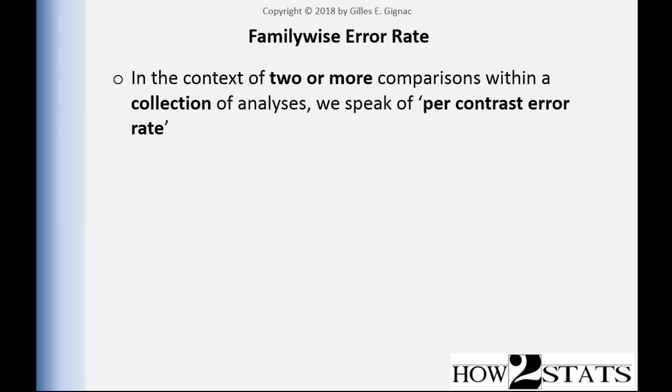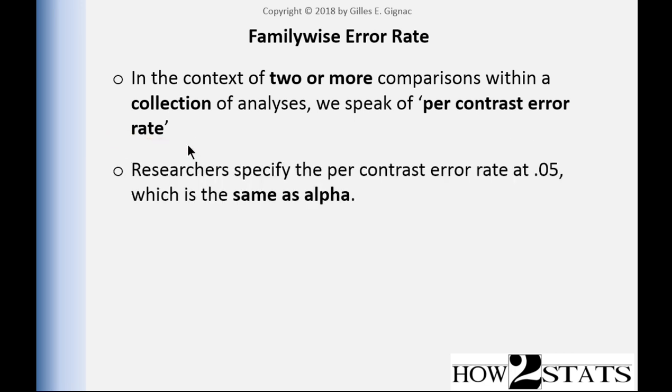Now, in the context of conducting multiple analyses, we use the term per contrast error rate, especially in the context of testing the difference between two means or more. As researchers conduct more and more analyses on the same sample of data, we still consider the per contrast error rate for each individual analysis. And again, researchers tend to specify the per contrast error rate at 0.05, which is the same as alpha for any given one analysis that we might do on one sample of data.